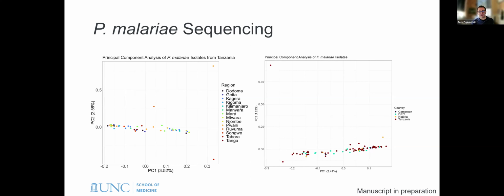And so that's on the right where we have color-coded by country, and you'll notice again, no geographic structure. So there really seems to be very little geographic structure, at least in Africa, among PM isolates.